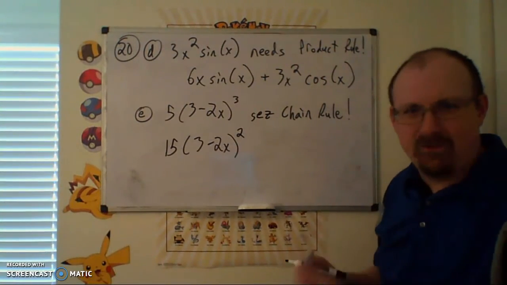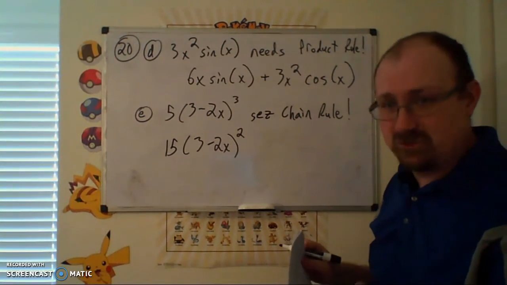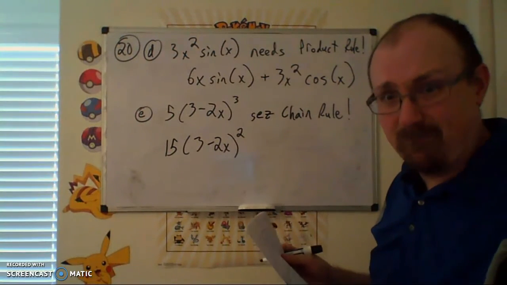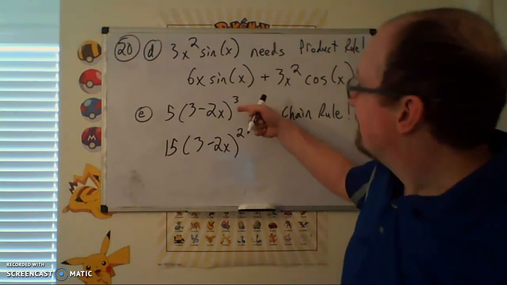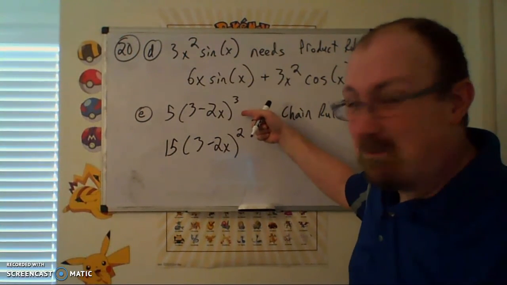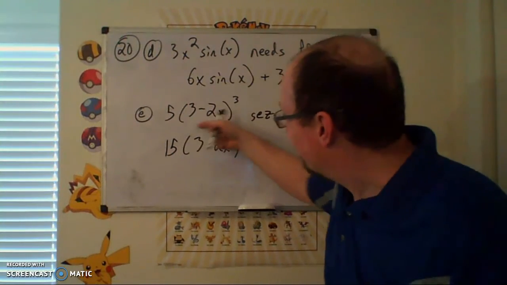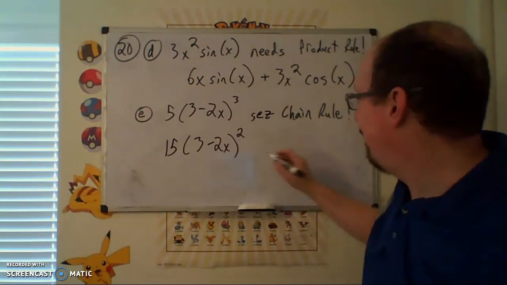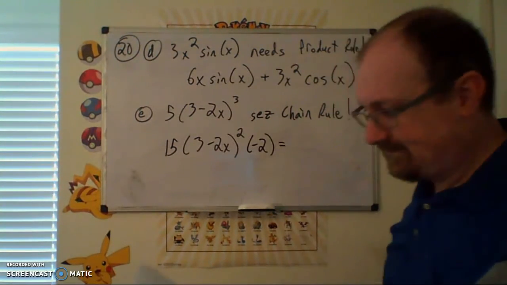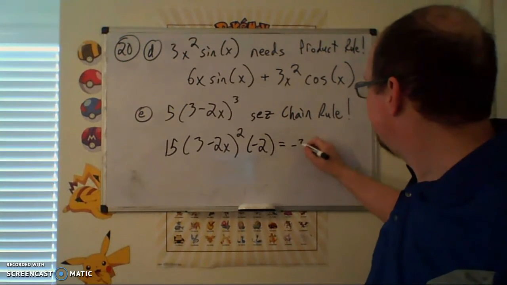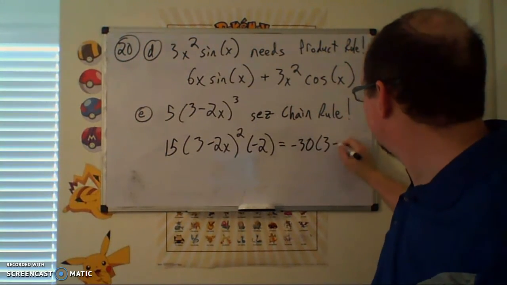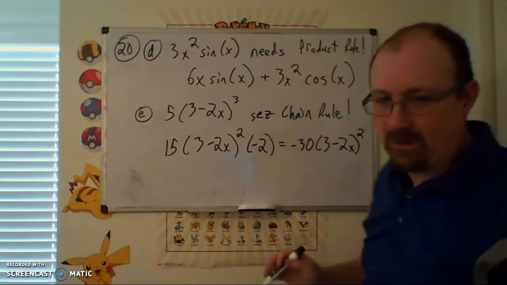And again, if you need to do like the u sub thing, that's fine. I'm just short on board space and time because I want to wrap this video up. So the catch is the chain rule still says we've got to multiply by the derivative of what's living inside here. The derivative of that thing is negative 2. I would rearrange that to negative 30 times 3 minus 2x quantity squared.